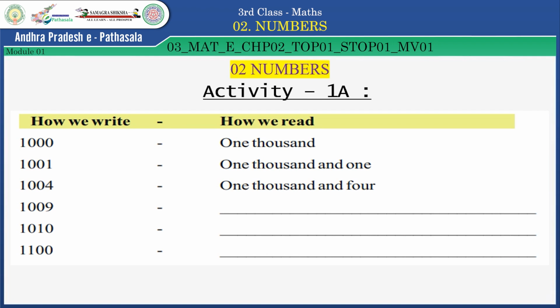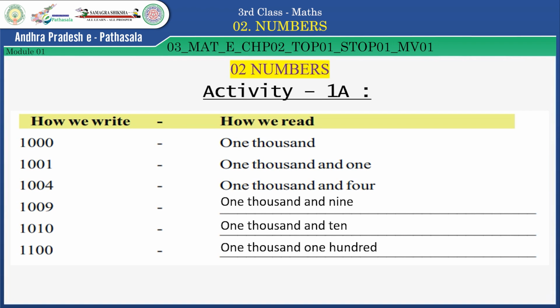Look at the fourth number. How do we read the number, children? Yes, 1009. Look at the fifth number. We have 1 in thousands place and 1 in tens place. How do we read the number, children? Yes, 1010. Now, how do you read the seventh number, students? Yes, 1100. Let's move to the second part, students.